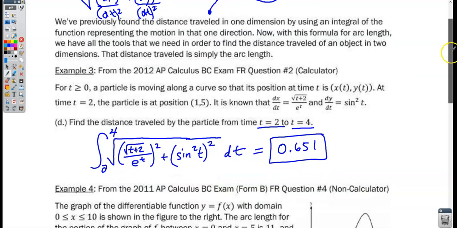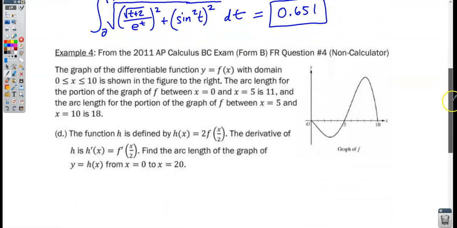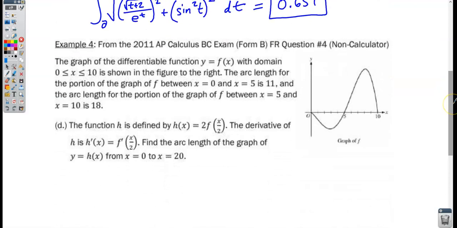All right, example 4 comes to us from the 2011 AP Calculus BC exam, Form B, free response question number 4. This is a non-calculator question. So we've got the graph of a differentiable function, y equals f of x, with domain from 0 to 10, as shown in the figure to the right. The arc length of the portion of the graph between x equals 0 and x equals 5 is 11. So that's our arc length here, 11.